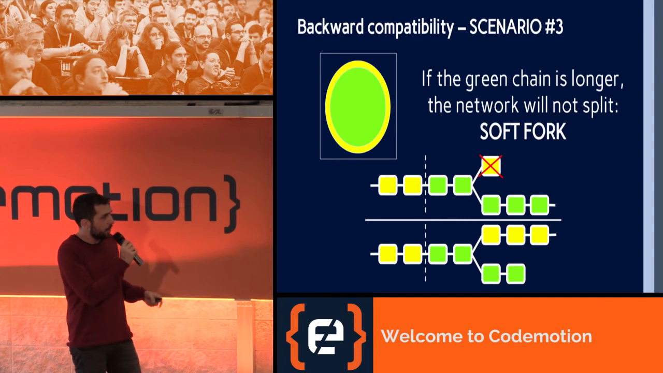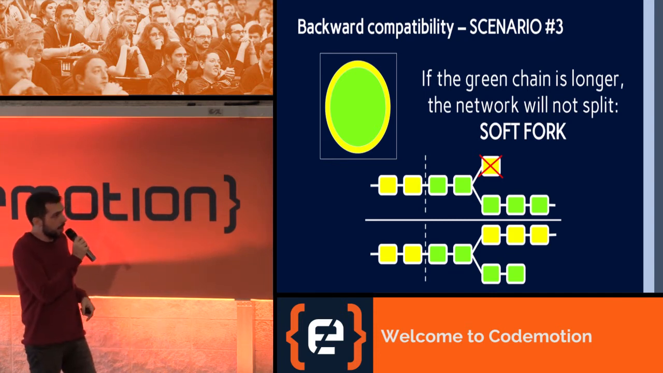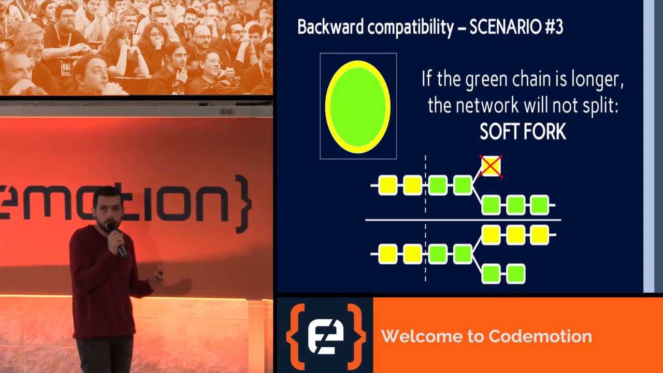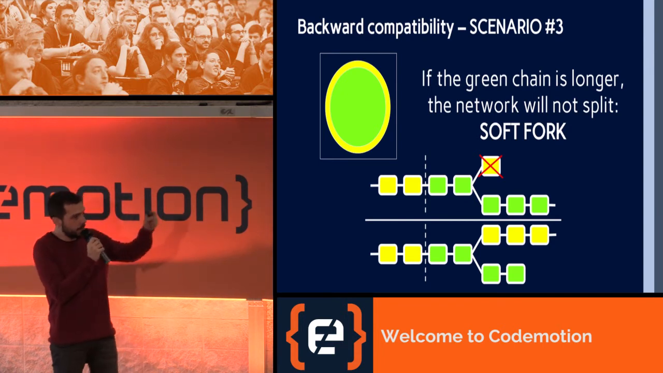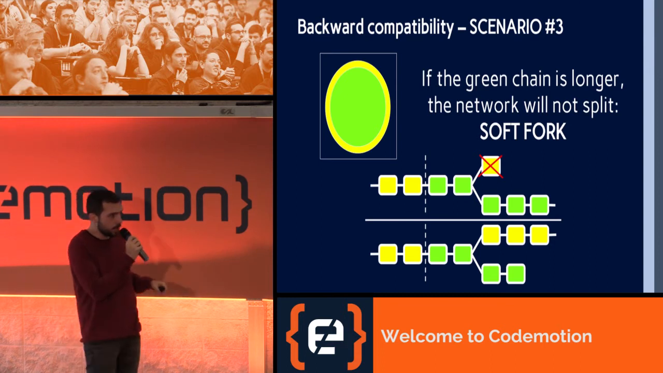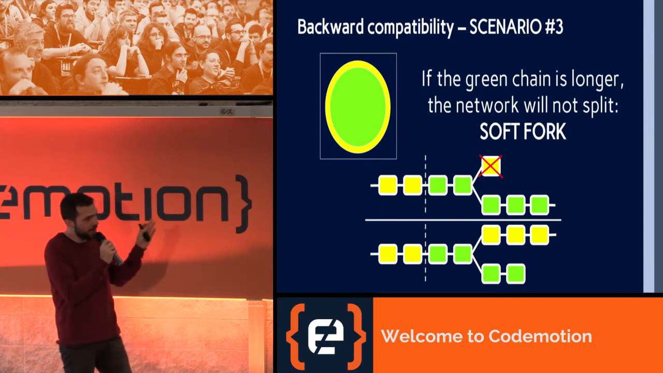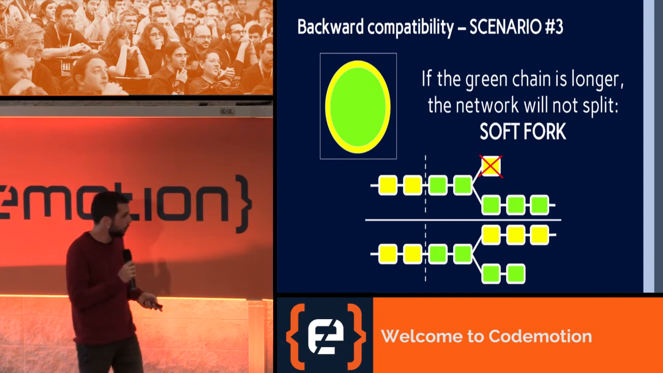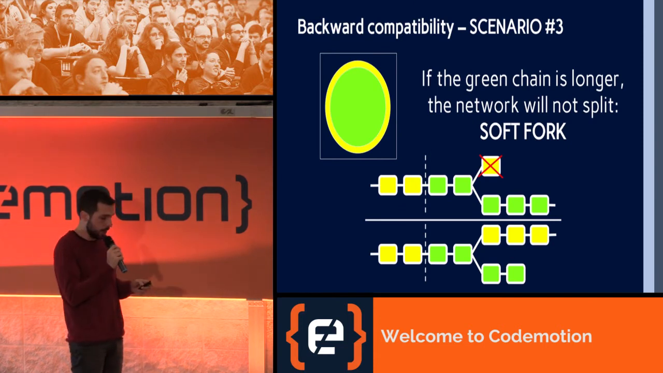Instead, in the second case, the bottom case, when the old nodes are faster in producing blocks than the new ones, then for the new nodes, the old blocks are not valid because that's not in the intersection of the rules. And so the network is going to split at least as long as the yellow chain is longer. But at some point, if enough nodes upgrade, then the chain will converge. And this is commonly called a soft fork in cryptocurrencies.